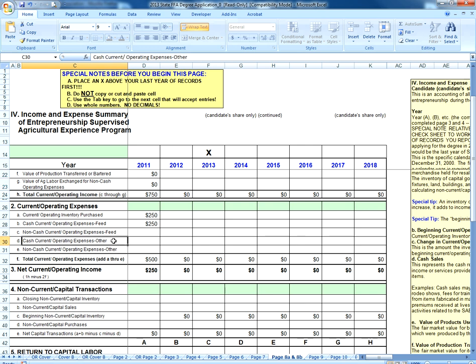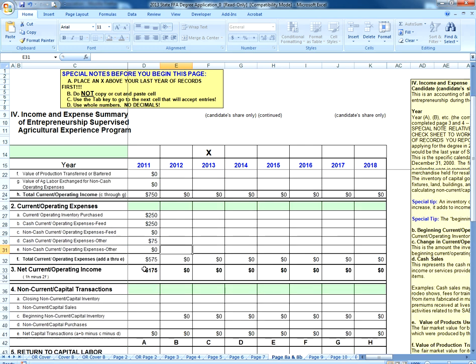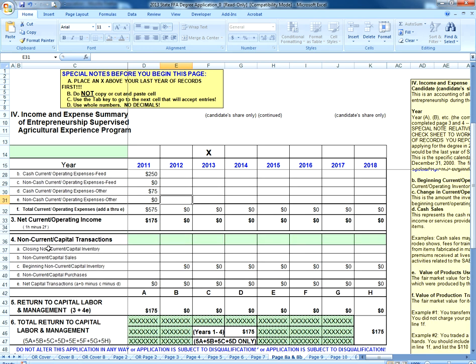If we were just paid cash for everything, let's say we had some other expenses and we didn't have any of the others, we'll put in zeros to show that we got that done. Now it's already calculated for us our net operating income for that year and what our total was. And then to the bottom, non-current capital transactions. What inventory do we have that was non-current, such as equipment? And let's say at the beginning of the year, it's right here. Notice the order they're in.